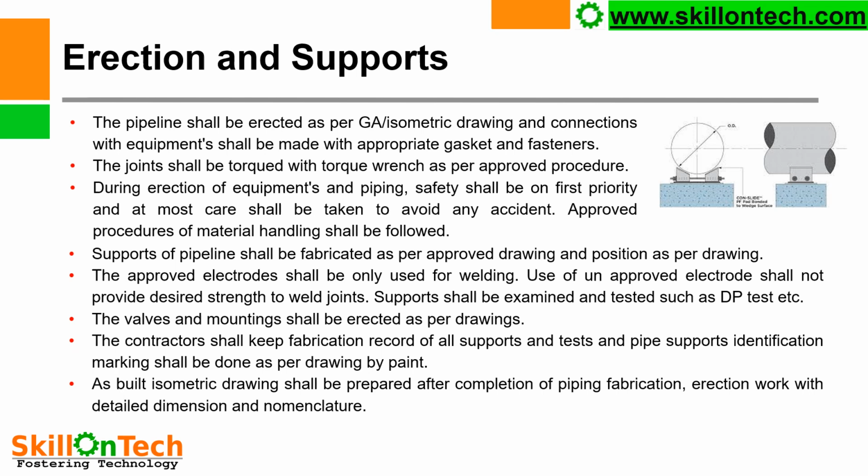The wall and mounting shall be erected as per drawings. The contractor shall keep fabrication record of all supports and tests, and pipe support identification marking shall be done as per drawing by paint. As-built isometric drawing shall be prepared after completion of piping fabrication and erection work with detailed dimensions and nomenclature. So we must take care while we are carrying out erection of the piping and providing supports.